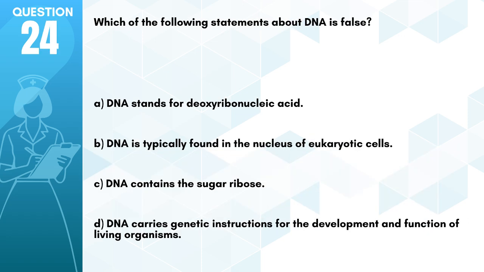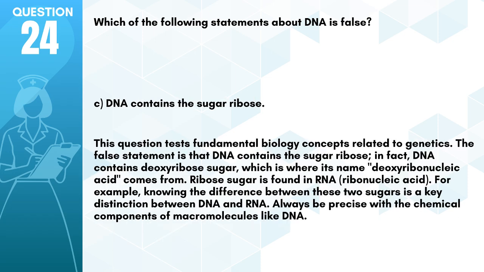Question 24. Which of the following statements about DNA is false? A. DNA stands for deoxyribonucleic acid. B. DNA is typically found in the nucleus of eukaryotic cells. C. DNA contains the sugar ribose. D. DNA carries genetic instructions for the development and function of living organisms. Answer: C. DNA contains the sugar ribose.